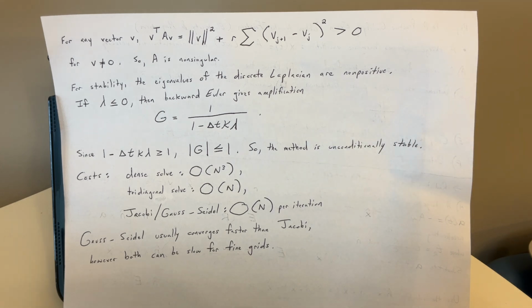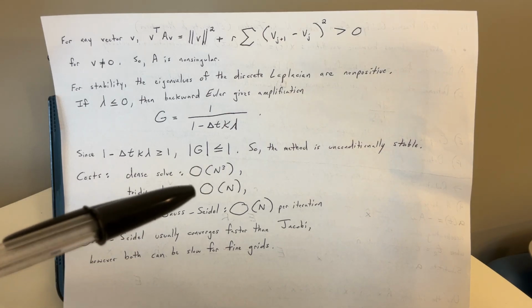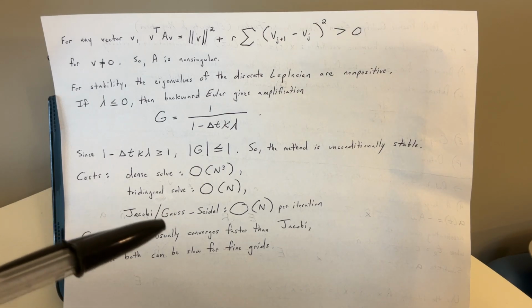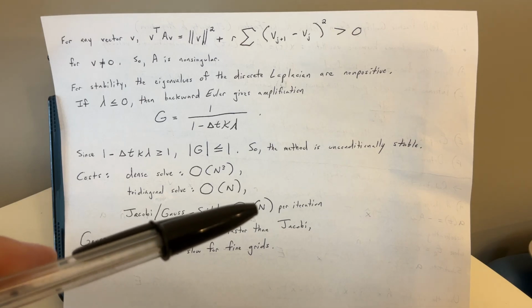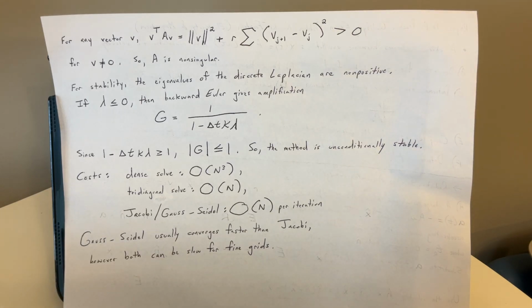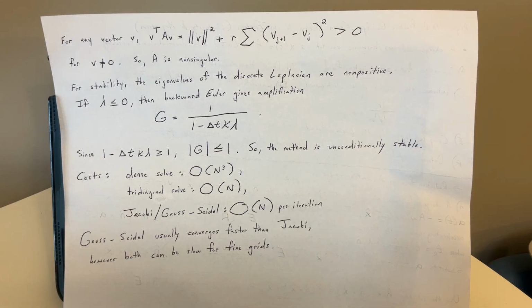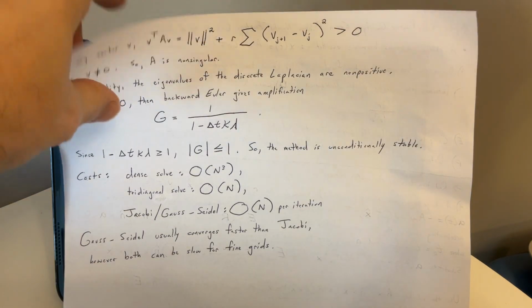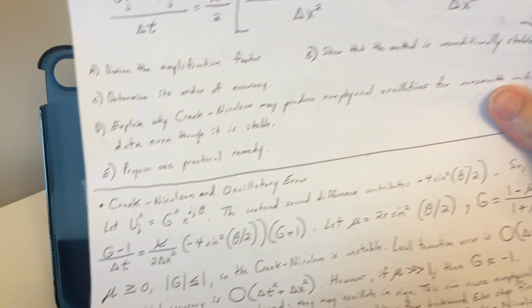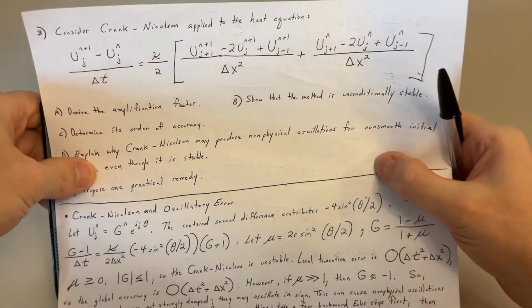So our costs here: dense solve, order n cubed; tridiagonal solve, order n; Jacobi and Gauss-Seidel, order n per iteration. And Gauss-Seidel usually converges faster than Jacobi. However, both can be slow for fine grids. All right, so that's number 2. Moving along now to number 3.